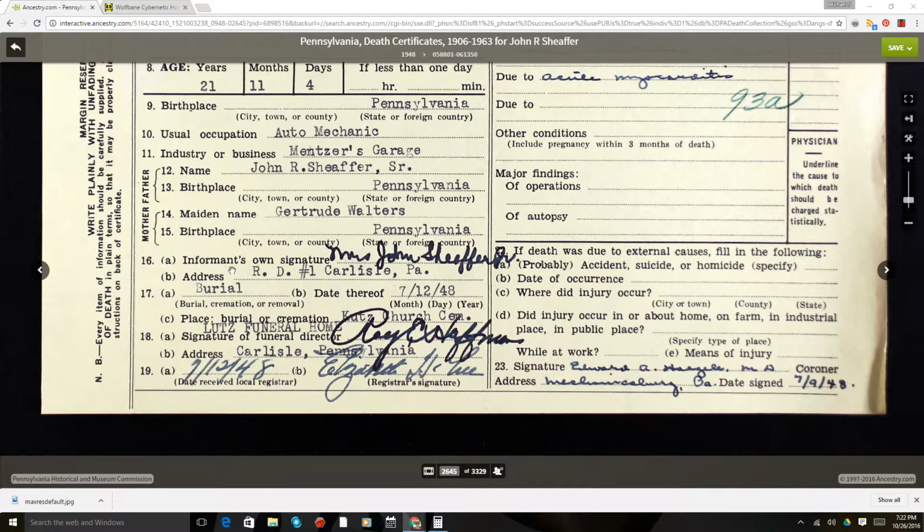And then you look down at the informant, and that's always the key: who is the informant. And in this case, it looks to be Mrs. John Schaefer.